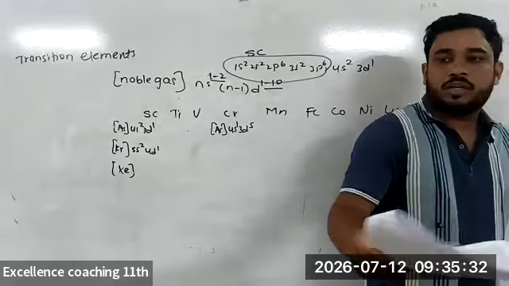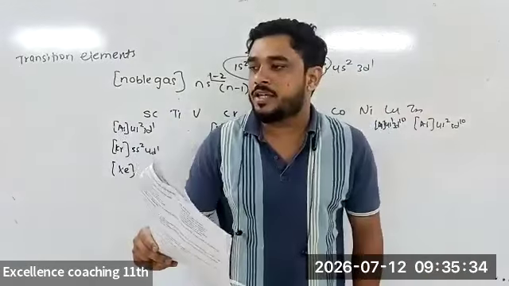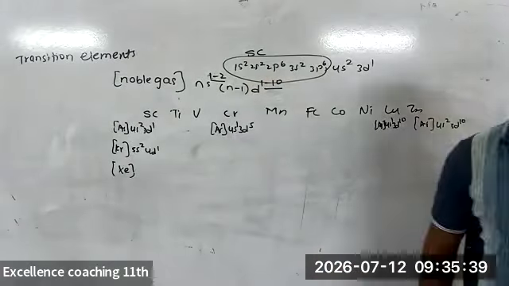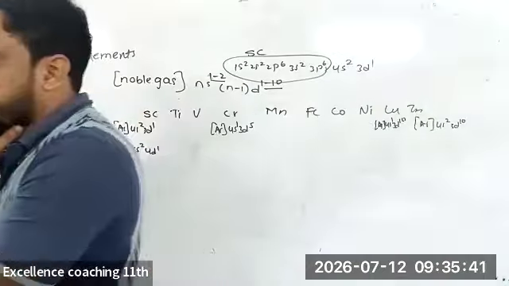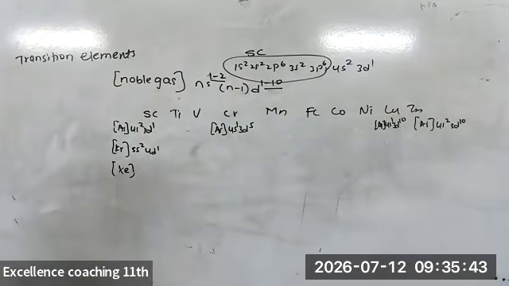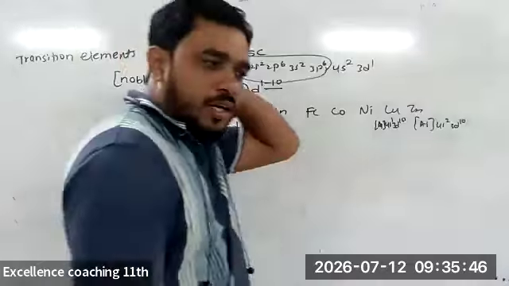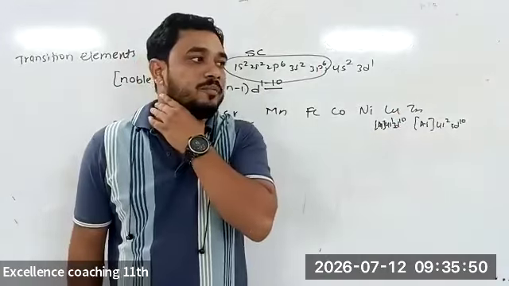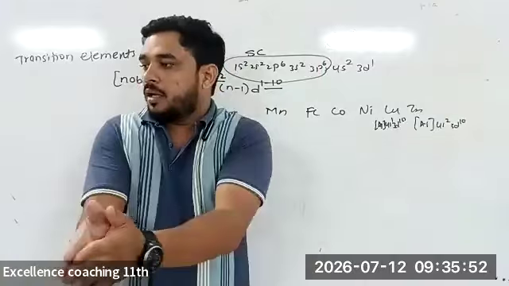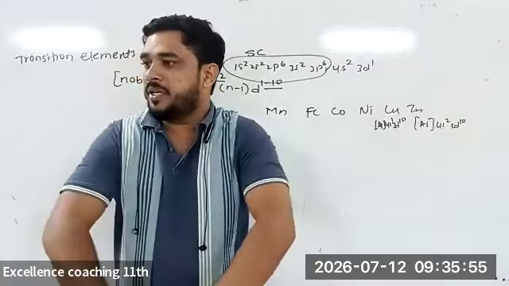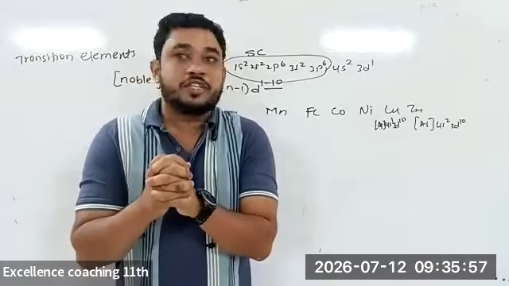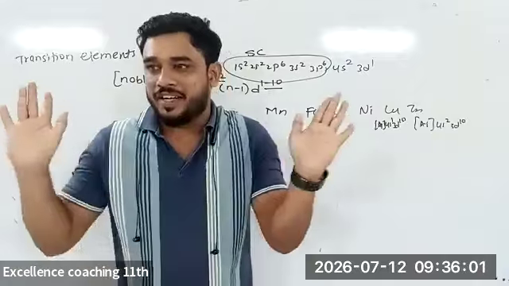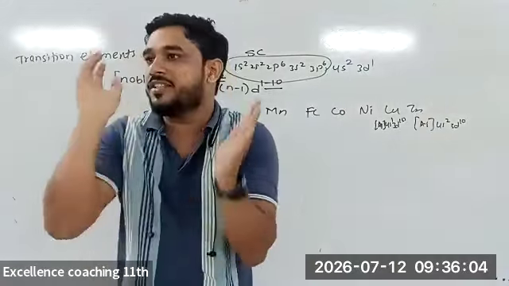Clear? Okay, so zinc, cadmium, and mercury are not considered transition elements because their d orbital is fully filled. Because their d orbitals are fully filled, right? Next year we will have a full chapter on the D block. So with this, the chapter is just started. Now, the heart of the chapter.